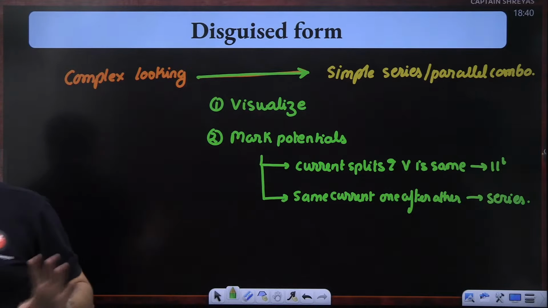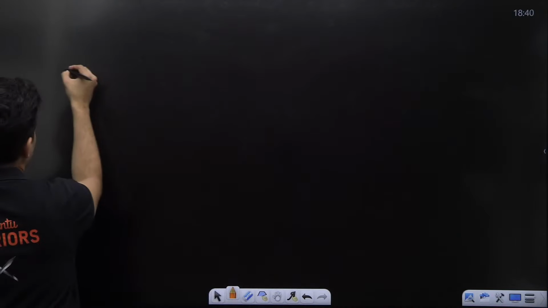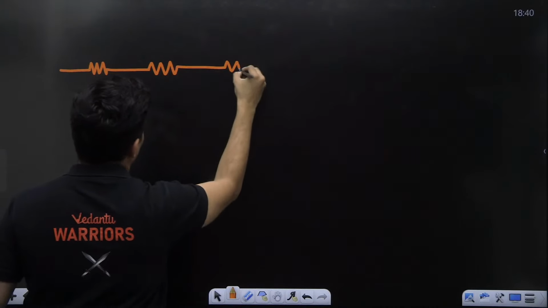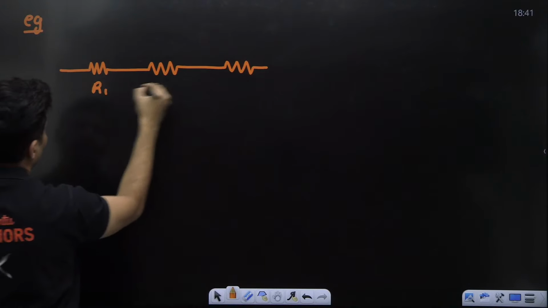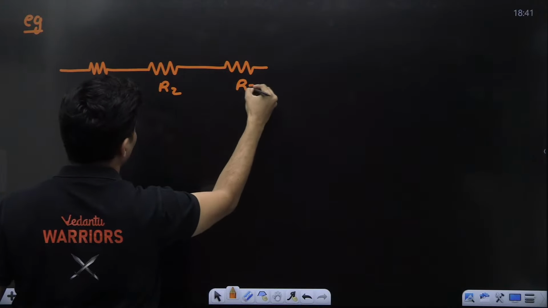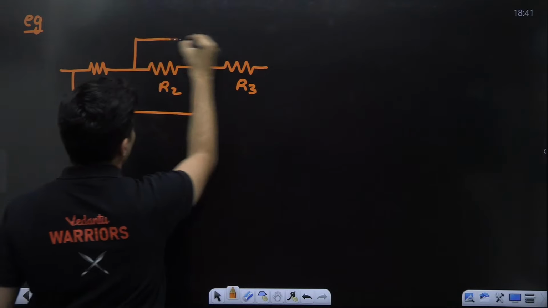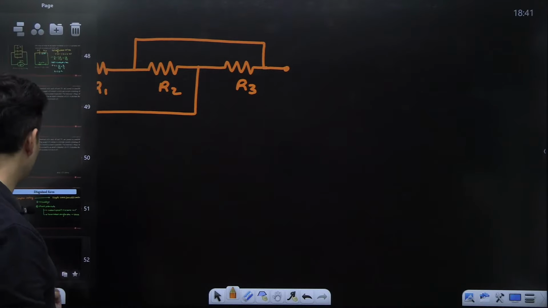Okay? So I'll just explain with a simple solved example. This is one of the most famous examples. Imagine a resistor here, and another resistor here. This is R1, this is R2, and this is, let's say, R3. Somebody takes a wire and connects it here, somebody takes another wire and connects it here, and the question is to find the equivalent resistance.